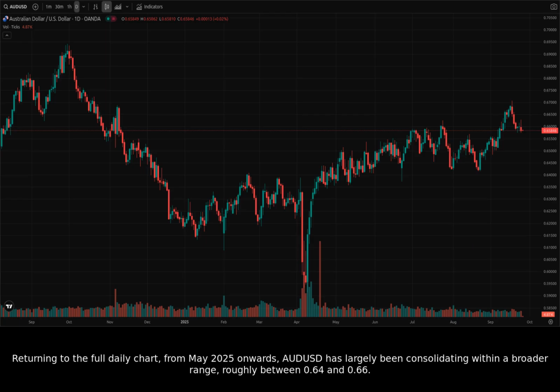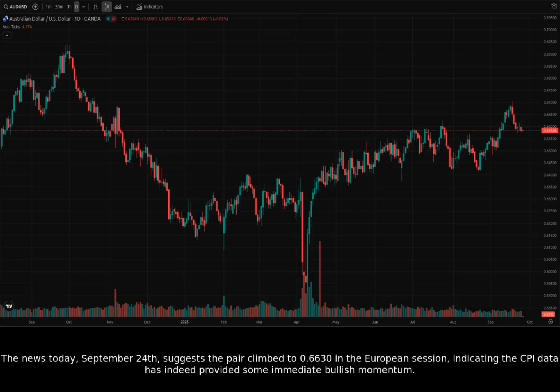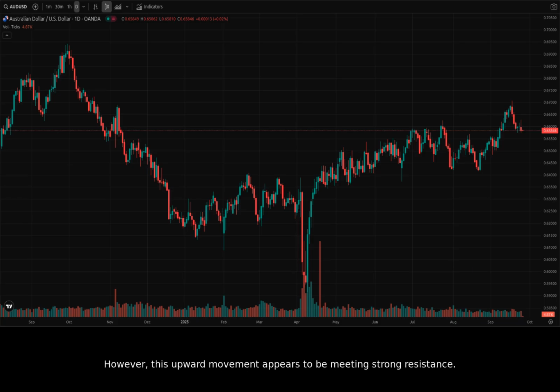Returning to the full daily chart, from May 2025 onwards, AUDUSD has largely been consolidating within a broader range, roughly between 0.64 and 0.66. The current daily candle, as of September 23, 2025, closed at 0.65987. The news today, September 24th, suggests the pair climbed to 0.6630 in the European session, indicating the CPI data has indeed provided some immediate bullish momentum. However, this upward movement appears to be meeting strong resistance.